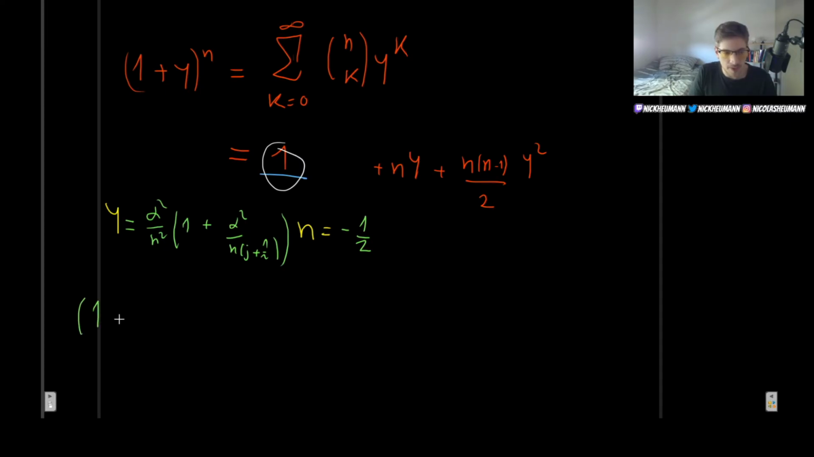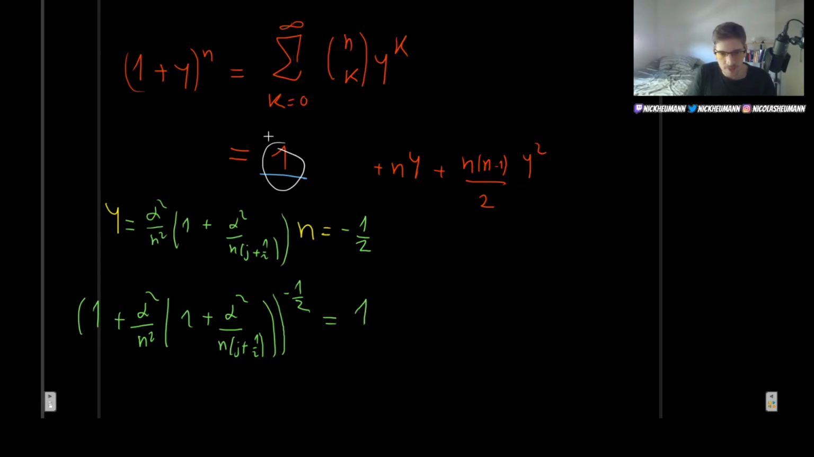Okay. So now let's begin to expand this. So 1 plus alpha squared over n squared times (1 plus alpha squared over n times (j plus 1/2)). Close this. And I need one more parenthesis. Okay, so this to the minus 1/2. What would this be? I'm just checking if there's any way to simplify this, but I think there isn't, right? So no.